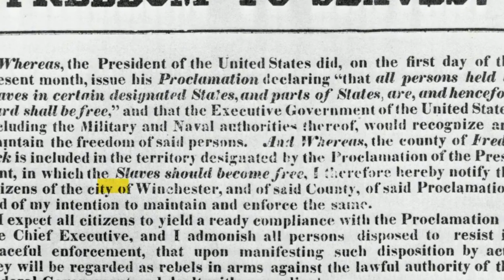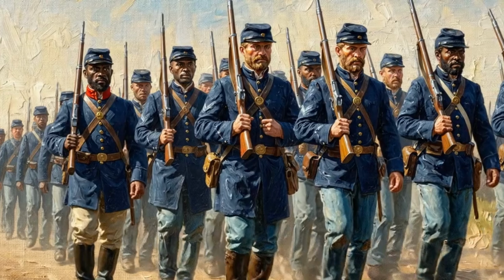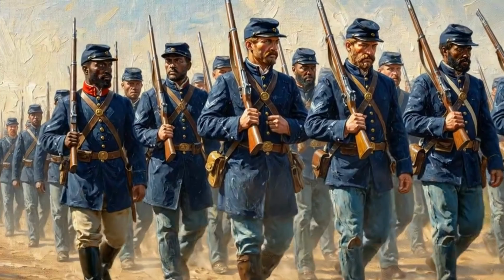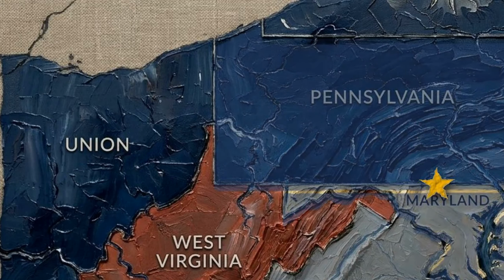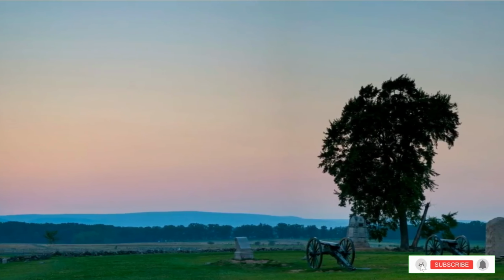This order declared that all enslaved people in Confederate territory were to be freed. The Union Army was now an army of liberation, fighting to destroy the institution of slavery once and for all. In the summer of 1863, the military momentum shifted. Confederate General Robert E. Lee launched a major invasion of the North, but the Union Army stopped him in a 3-day battle at Gettysburg, Pennsylvania.